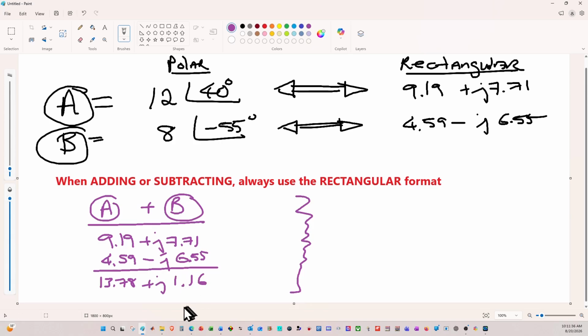Now I would just have to convert that back to its polar format in case I need that. And the polar format of that, doing it on your calculator, is going to give you a value of 13.83 with an angle of 4.81. And that's it. If I was to add those two A and B numbers, I convert them to their rectangular format, I add the rectangular formats together, and I end up with a final answer, which, if I want to, I can convert back into its polar format. And that is going to be the final answer.